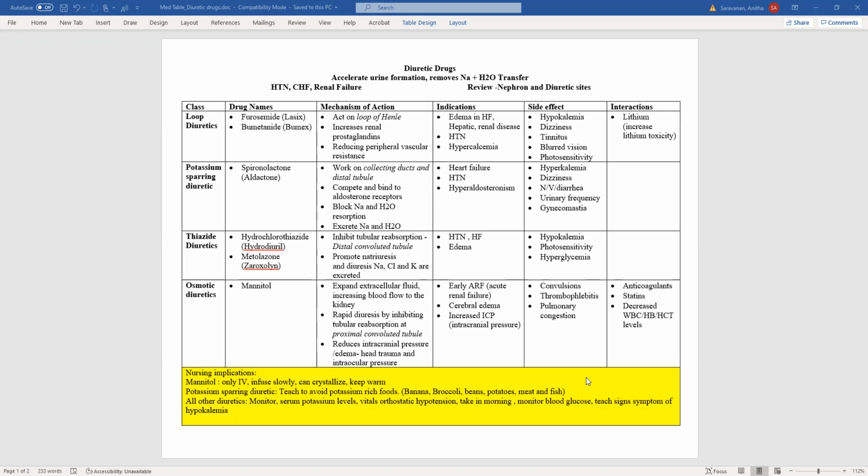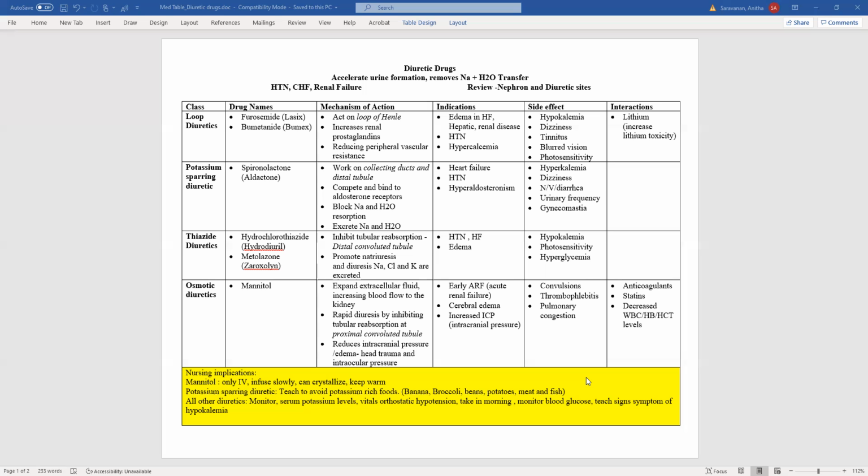The different classes are loop diuretics, potassium-sparing diuretics, thiazide diuretics, and osmotic diuretics. For each of these classes, I've itemized the areas in which it acts: the loop of Henle for loop diuretics, collecting ducts and distal tubule for potassium-sparing diuretics, distal convoluted tubule for thiazide diuretics, and the proximal convoluted tubules for osmotic diuretics. So that's important to know.